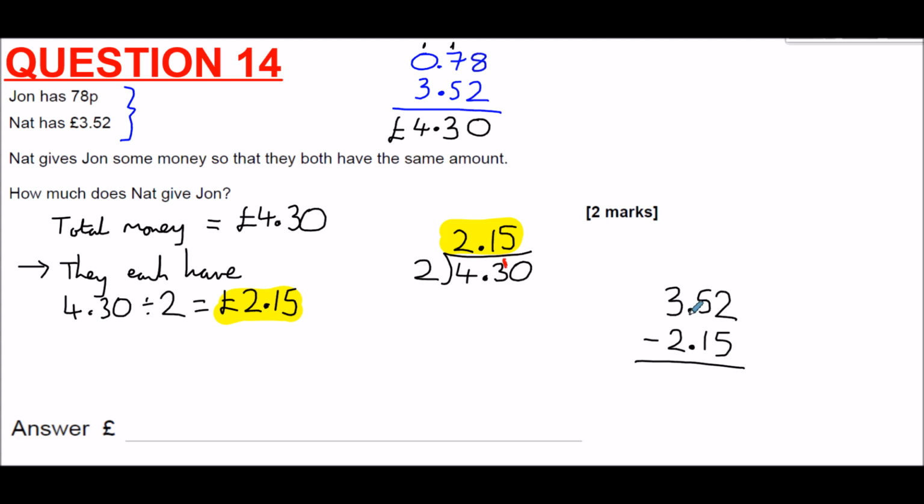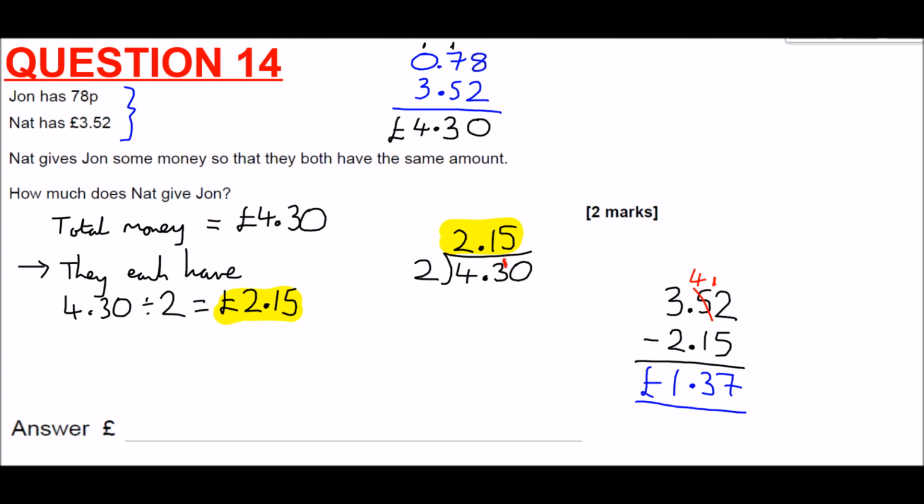Okay, so £3.52 take away £2.15. 2 take away 5 we can't do, so we need to borrow from the 5. If we borrow 1 from the 5 it becomes 4, and the one we've borrowed goes next to the 2. Now we've got 12 take away 5, which we can do, which is 7. 4 take away 1 is 3. Make sure the decimals line up. Then 3 take away 2 is 1. And so she must have given him £1.37.